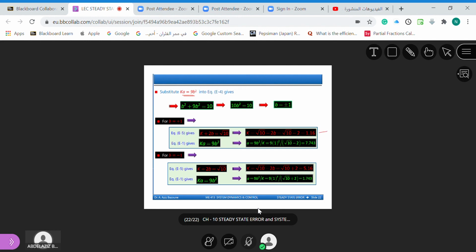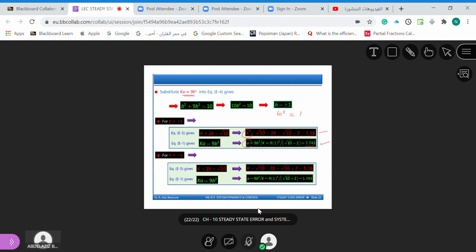You substitute in this equation Ka equal to 9b squared. You will find a will be 9b squared over k, or 9 times b squared. B squared is 1. So square root of k will be simply 1 over 1.16, which gives you 7.743. So 1.16 for k, and 7.743 for a.